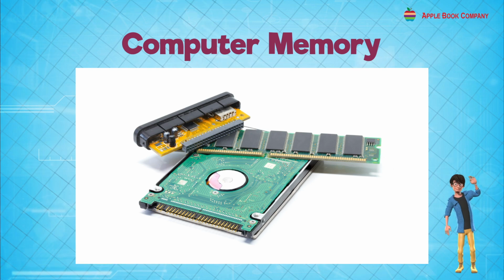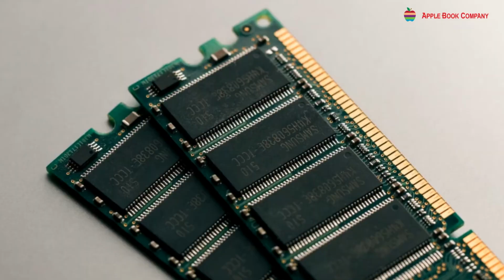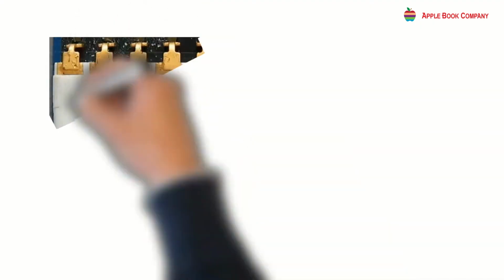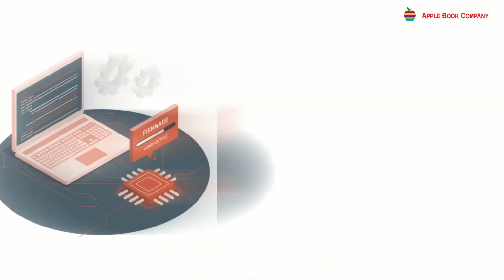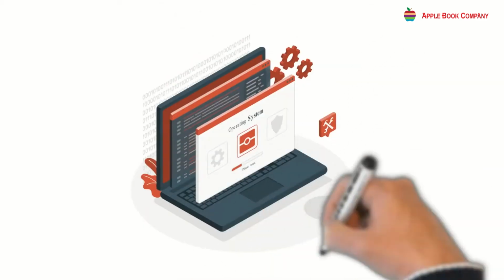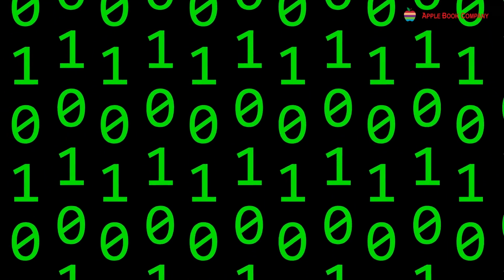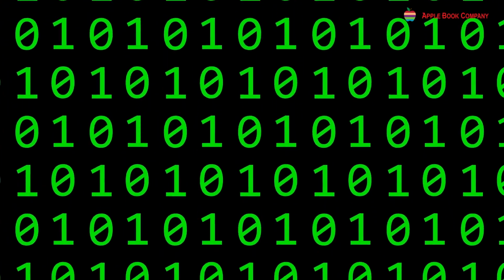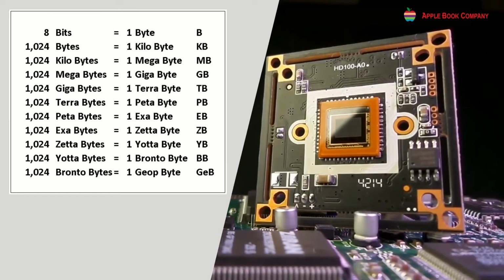Computer memory. Computers have a special place to store data, known as memory. Memory helps the computer store data or information and perform tasks efficiently. Without memory, a computer wouldn't be able to function properly. All the data that computers process is stored in the form of zeros and ones. This is known as the binary system.